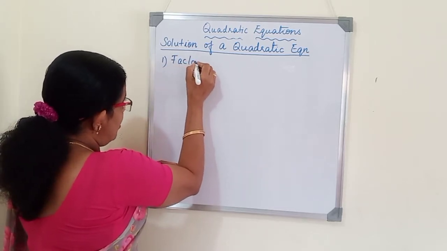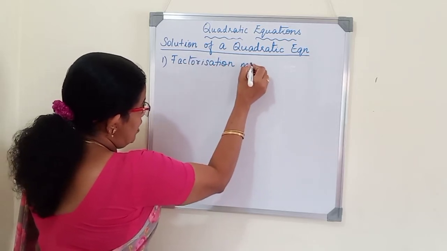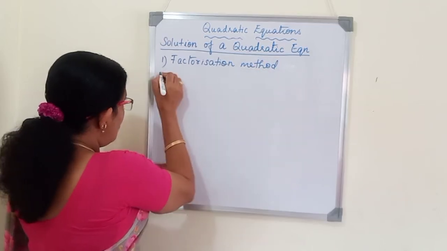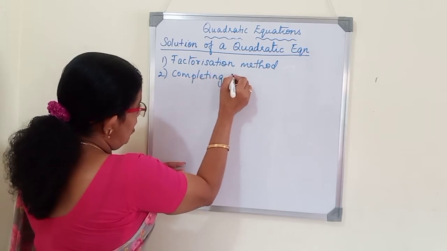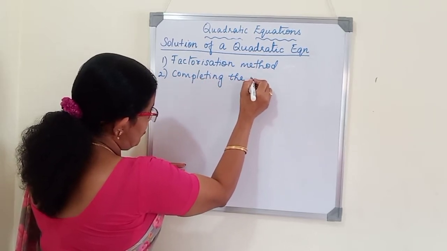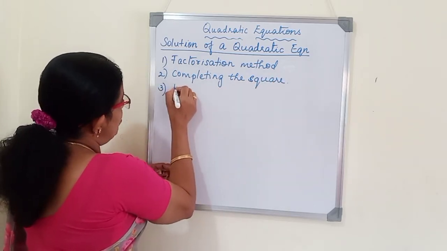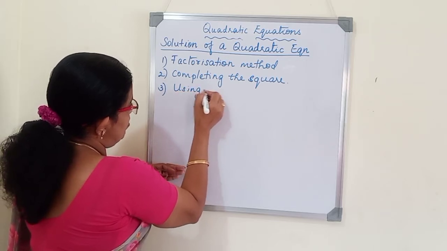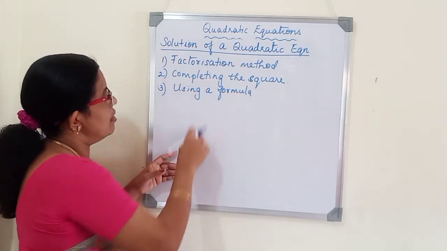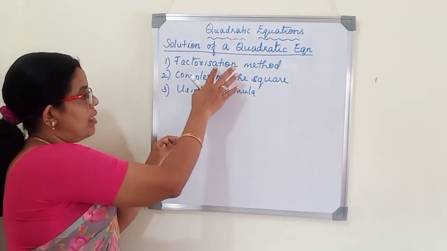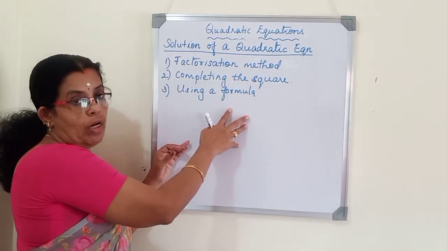First one is the factorization method. The second one is the completing the square method. And the third method is using a formula. Out of these three methods, this year you are learning only two methods: factorization method and formula method. Completing the square method is eliminated from your syllabus.